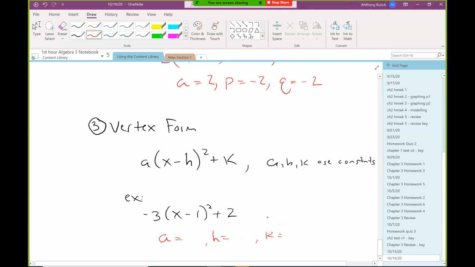So our value for a in this case is -3. And our value for h is +1. Very good. And for k, it's +2. Does everybody feel okay with that? Good. So the first thing that we're going to worry about is how to translate back and forth between these three forms.